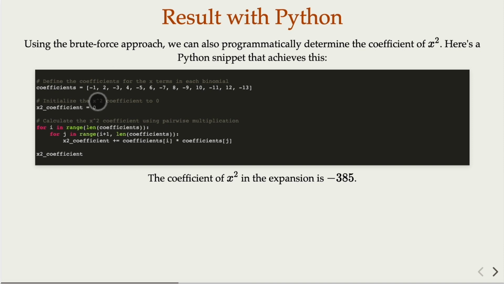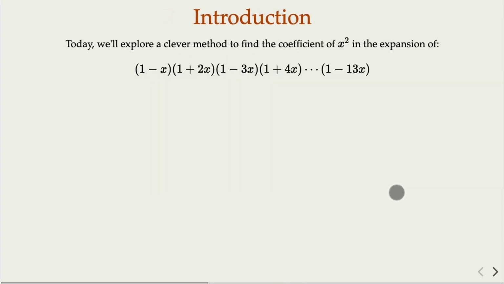If you know Python, you can actually write a simple program for the coefficient here. You do a for loop to figure out the pairwise sum, and then you print out the results. I run that and it is negative 385. However, that's not the point of today's video. The preferred way is always not the brute force one.